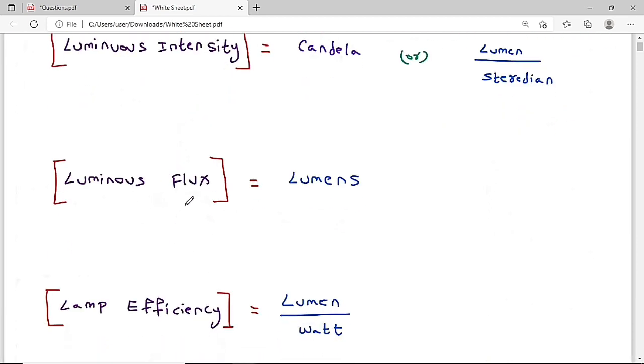Whereas the unit of luminous flux is always lumens. The definition of luminous flux is the amount of light energy which is radiated from a source in all directions per second. That is called the luminous flux.